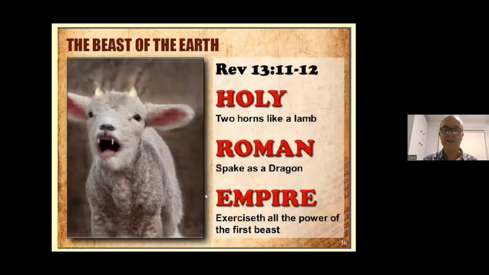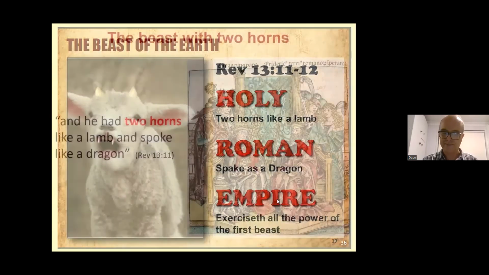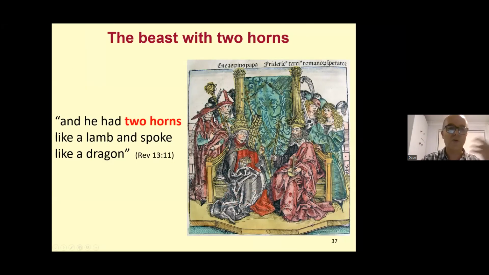And here's a slide that describes it. It was holy because it had two horns like a lamb. It looked holy. It was Roman. It spoke like a dragon. And it was an empire because it exercised all the power of the first beast. And it says it had two horns like a lamb, and the two horns represent the two powers that ruled over it.